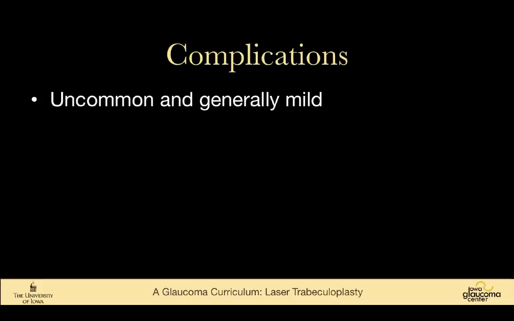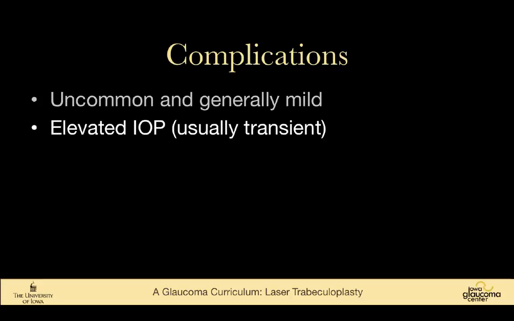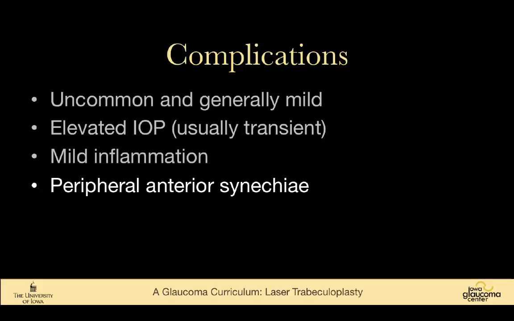Complications are uncommon, generally mild. As I mentioned, there can be a transient elevation in intraocular pressure. The alpha-adrenergic agonists like brimonidine have really decreased this problem. One can see mild inflammation. Peripheral anterior synechiae can develop, particularly in eyes that have narrow angles or where the aim is much too posterior.